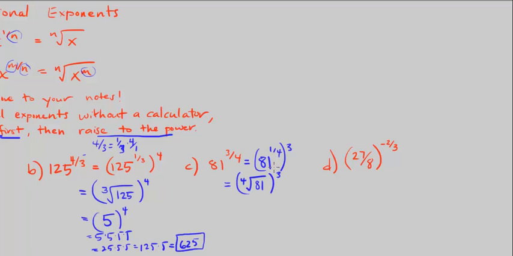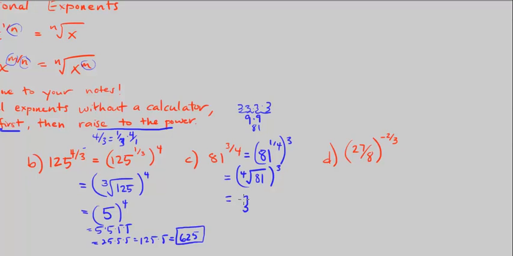Well, what times itself 4 times is equal to 81? Let's start again with 2. 2 times 2 is 4, times 2 is 8, times 2 is 16. So no. What about 3 times 3 times 3 times 3? We know 3 times 3 is 9, so this is 9 times 9, that's 81. So yes, the 4th root of 81 is 3.